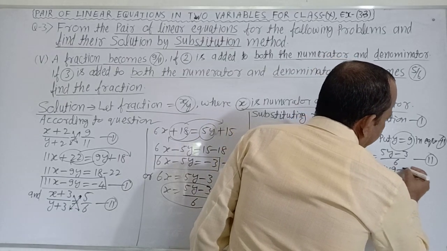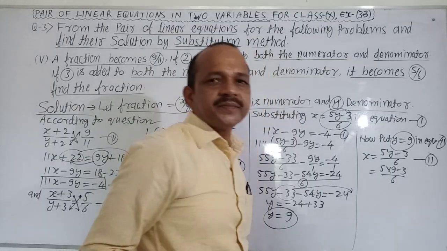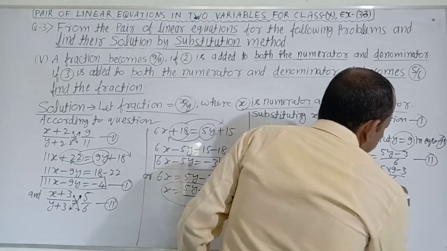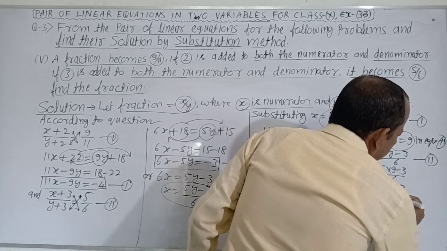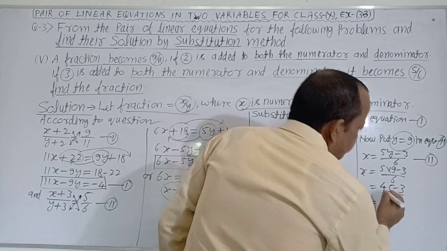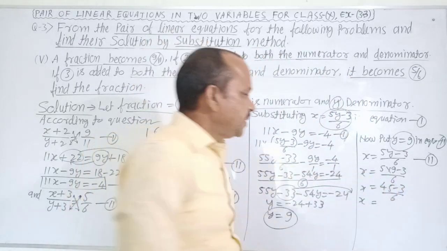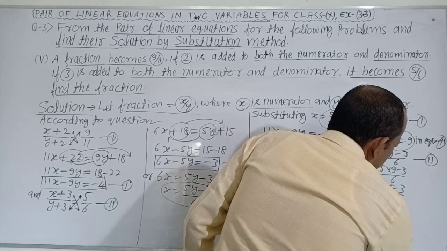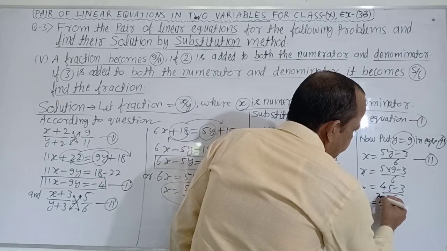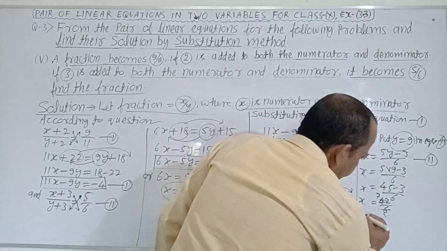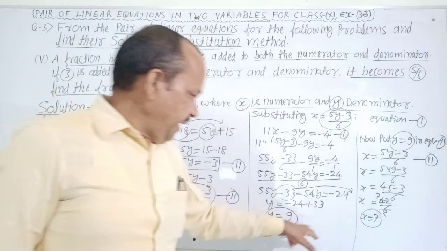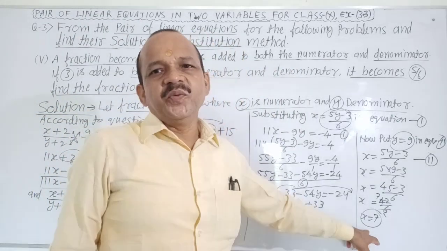5 multiply 9 minus 3 by 6. x equal to, 9 5s are 45, minus 3 by 6 equal to, subtract it, it becomes 42 by 6. 6 7s are 42. You find x equal to 7. You find y equal to 9, x equal to 7.